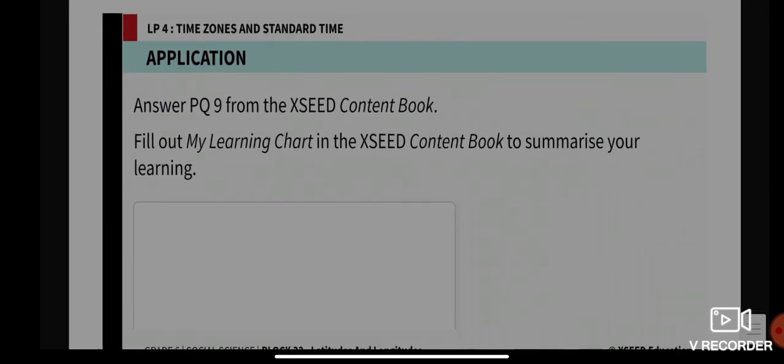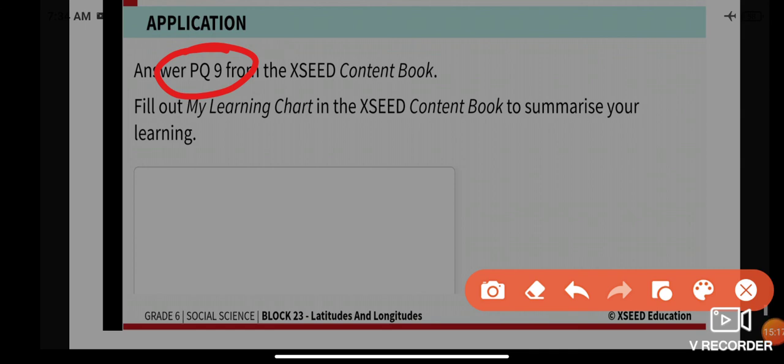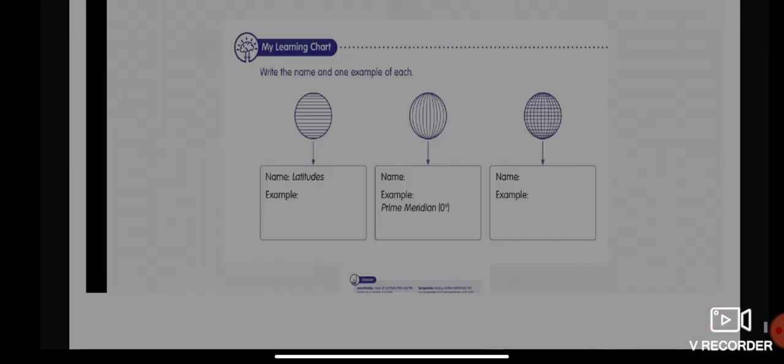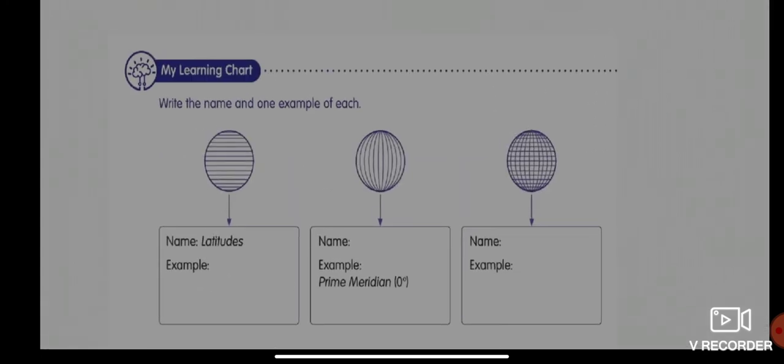So now that's it for the explanation. Today you have to complete your practice question number 9, along with my learning chart from your exit content book. This is my learning chart where you have to write the name and one example of each.